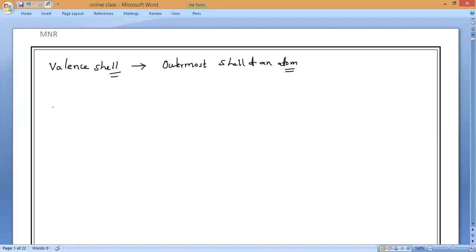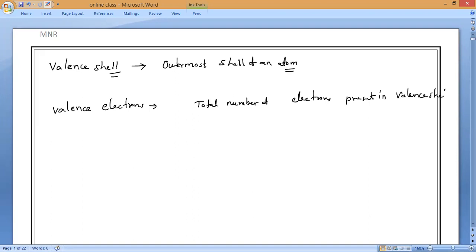Now, same way, what do you mean by valence electrons? The total number of electrons present in the valence shell. Valence cell is called valence shell, and the total number of electrons present in it are valence electrons. So that is what we all know. Yes or no? Now, let us come to today's concept.